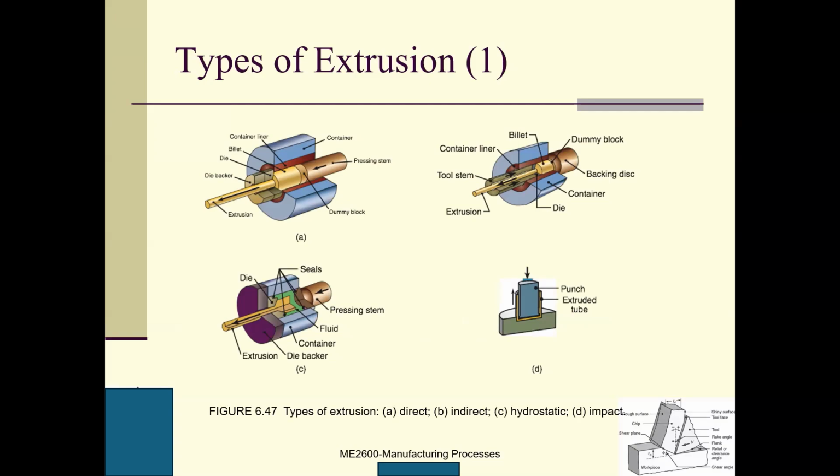We have a die, right? We have a die, and this is the raw material, and this raw material will be extruded from the original shape to the final shape. So look at the first one, the direct one.